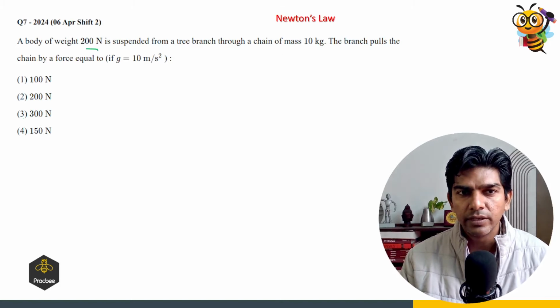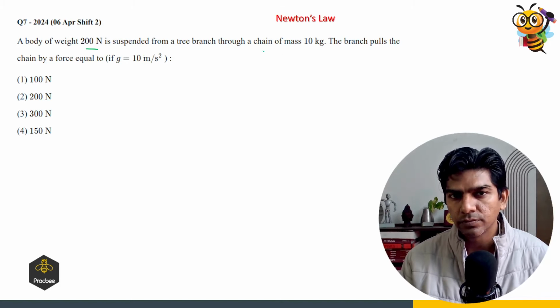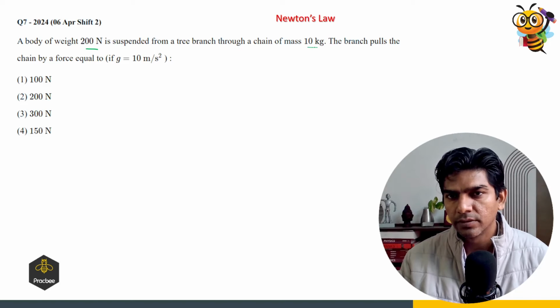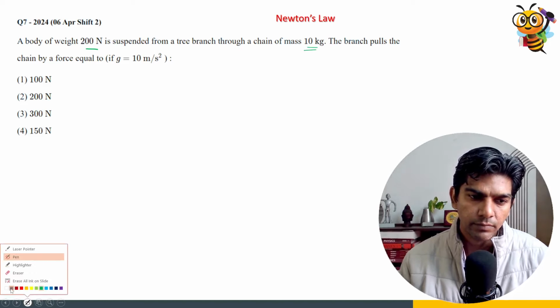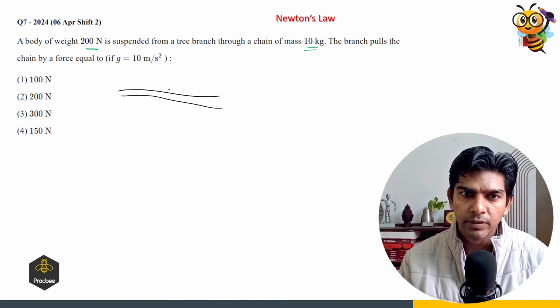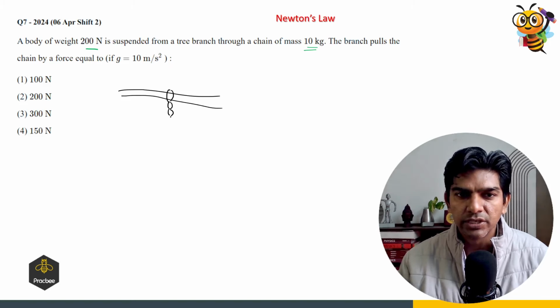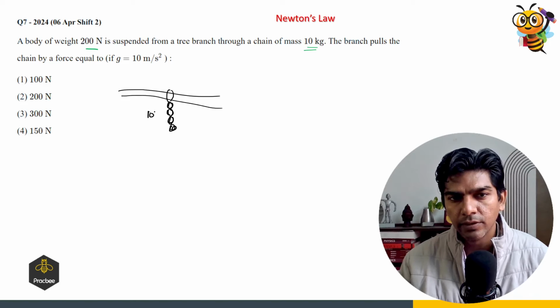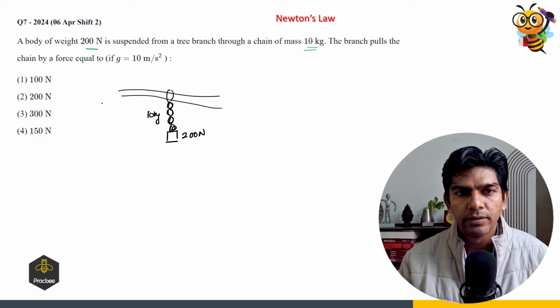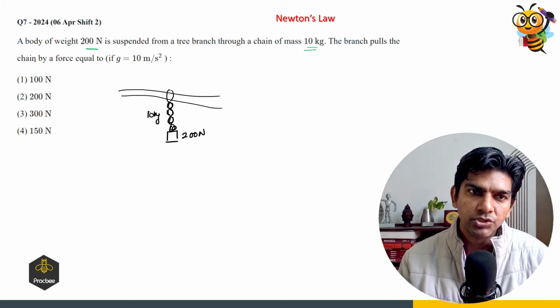A body of weight 200 Newton is suspended from a tree branch through a chain of mass 10 kilogram. So there is a chain. Let us say this is a tree branch, and from this tree branch, with the help of a chain of mass 10 kg, a block of weight 200 Newton is suspended. The branch pulls the chain by the force of.